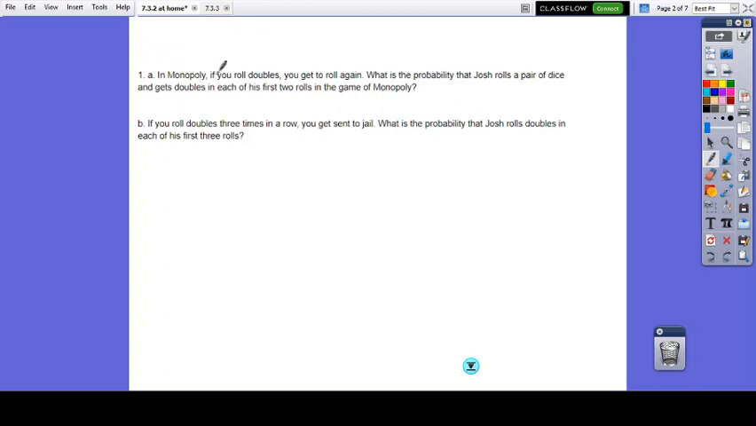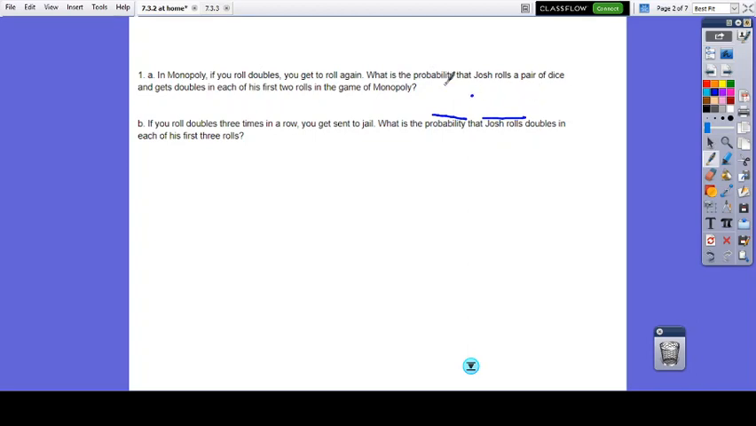Okay, so number one, in Monopoly, if you roll doubles, you get to roll again. So what's the probability that Josh rolls a pair of dice and gets doubles in each of his first two rolls in the game of Monopoly? Realize this is not saying that he for sure gets doubles the first time. This is just saying his first two rolls. So we have two rolls. We're going to multiply those probabilities to figure out the probability of both of them.